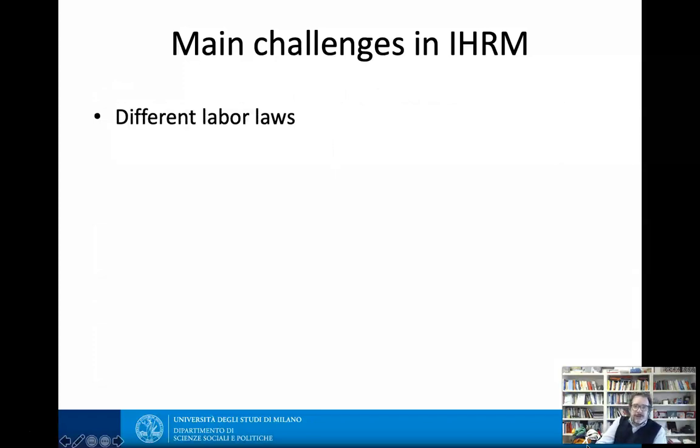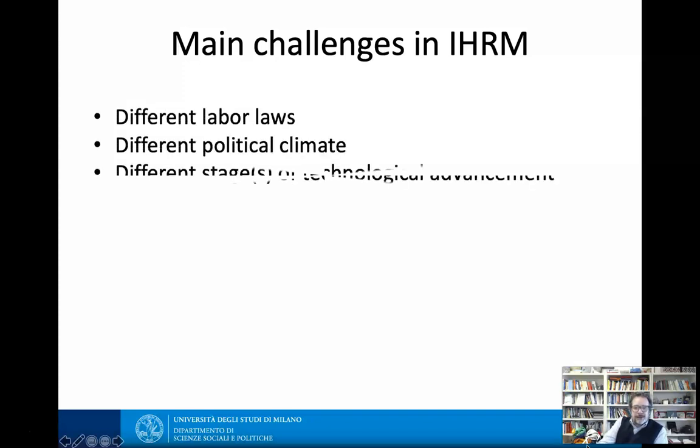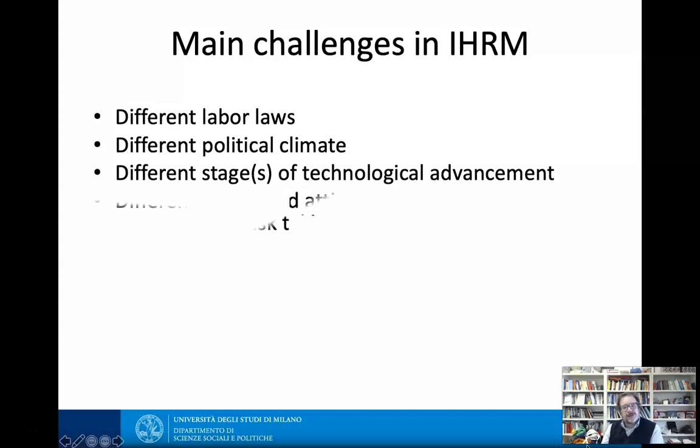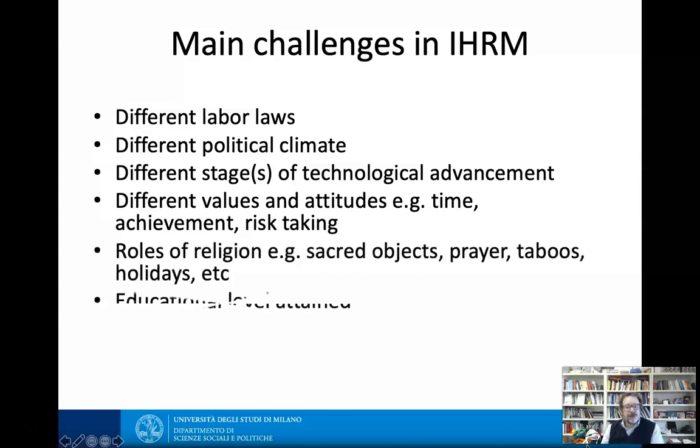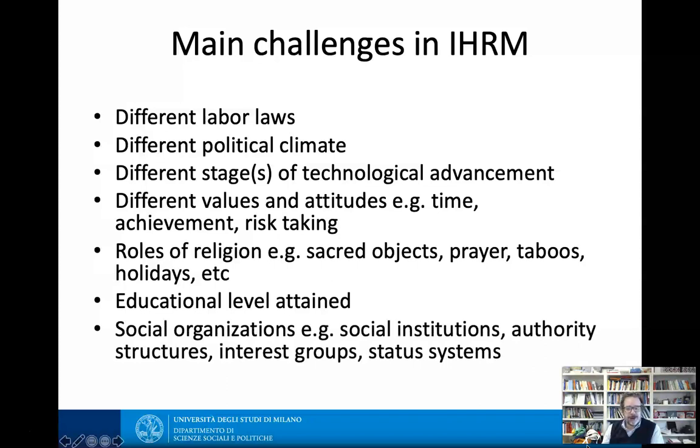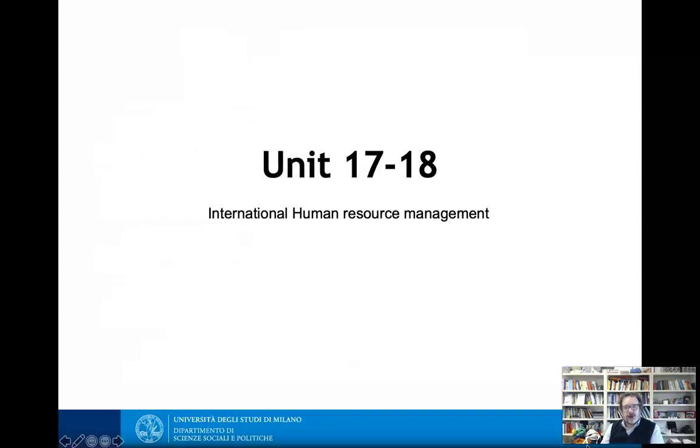Continuing with the main challenges, we have different labor laws, different political climate, different stages of technological advancement, different values and attitudes in the workforce, different roles and holidays, and also the educational level attained. So there are many differences in all of that, and also in the external context. So being an HR in different countries can mean taking on completely different roles. That's the whereabouts of international human resources management.